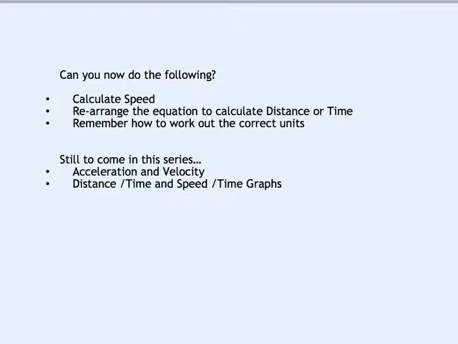Right, that's the revision session. You should now be able to calculate speed and demonstrate that, and rearrange the equation to calculate distance or time. That's the triangle. And also, you should now know how to get the correct units depending on whether you're working out speed, distance or time. You do exactly the same to the units as you do to the numbers.